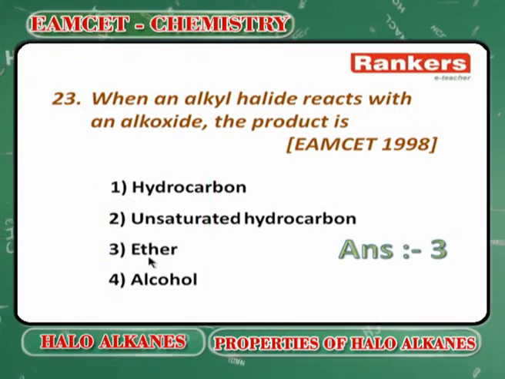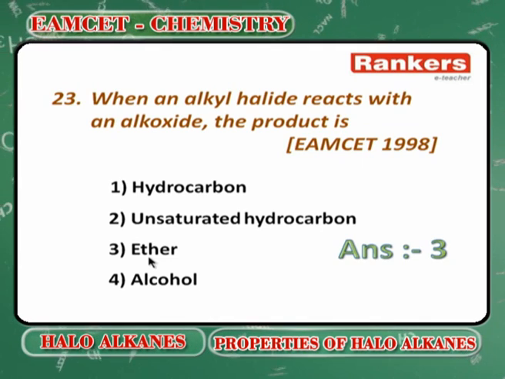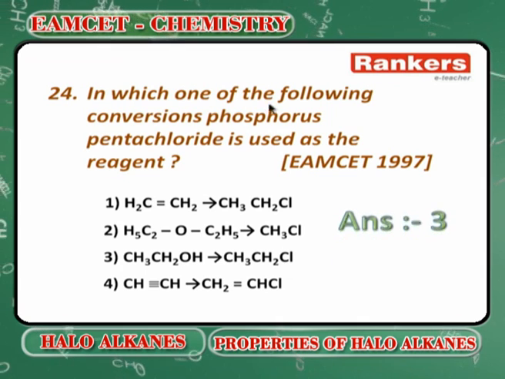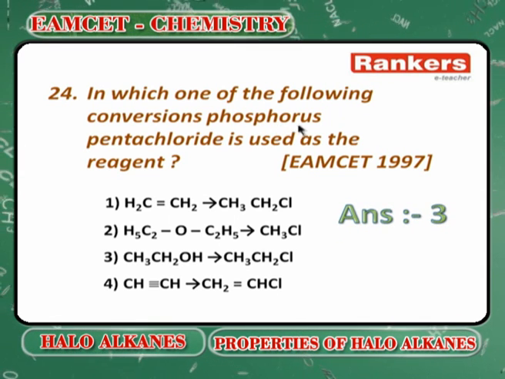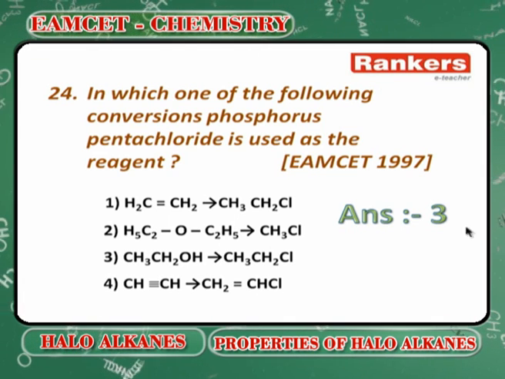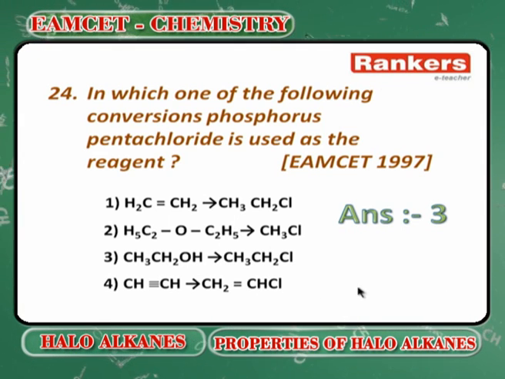Alkoxy nucleophilic substitution of the alkyl halide gives ethers. Next, in which one of the following conversions is phosphorus pentachloride used as the reagent? PCl5 is used on alcohols to give the alkyl chloride. So the third answer is right.